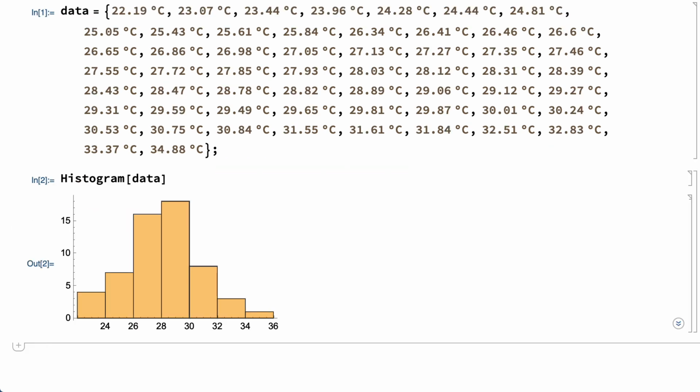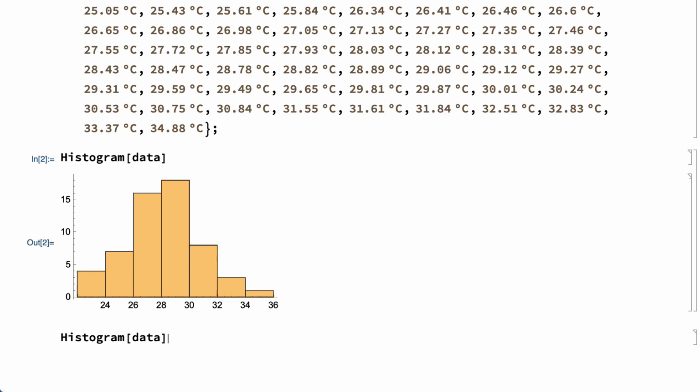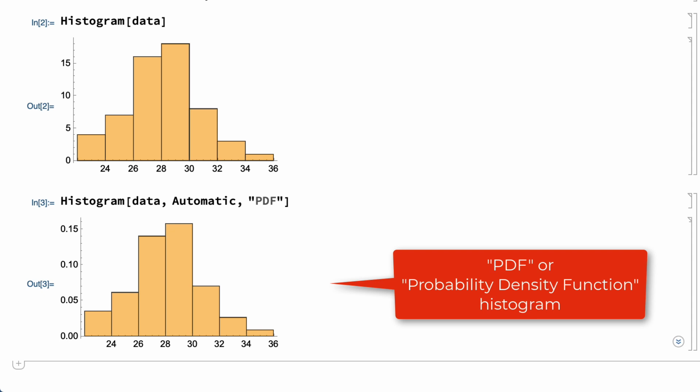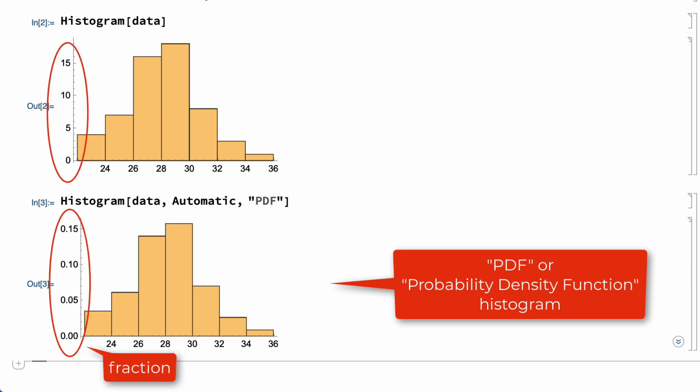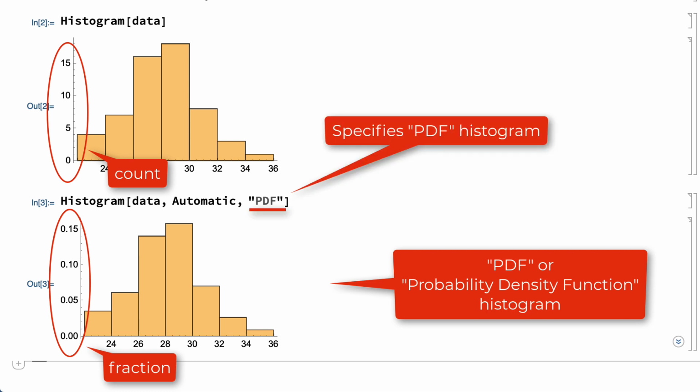One common alternative to this basic histogram is a probability density or PDF histogram, which is similar to the basic histogram, but in the PDF histogram, the vertical axis is labeled with the fraction of the total number of measurements rather than with the count in each bin. This type of histogram is specified by including PDF as the third argument in the histogram function. PDF stands for probability density function.